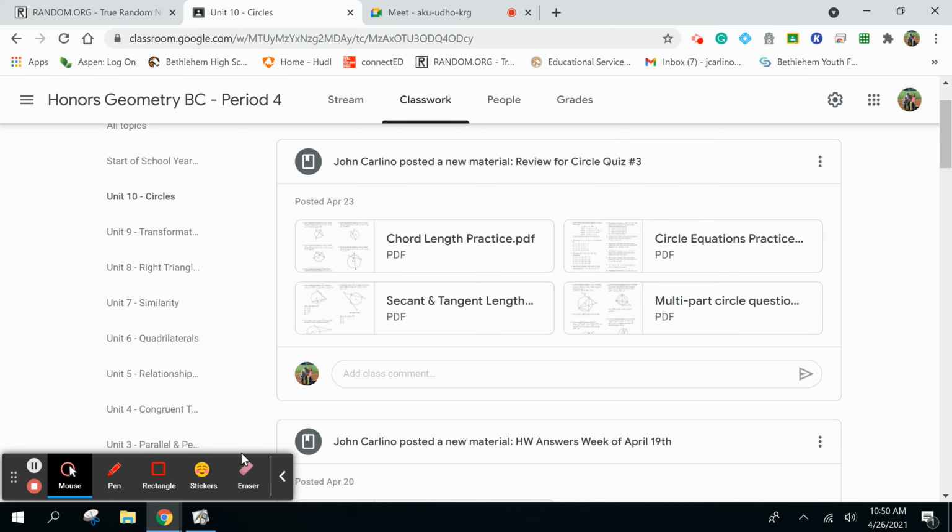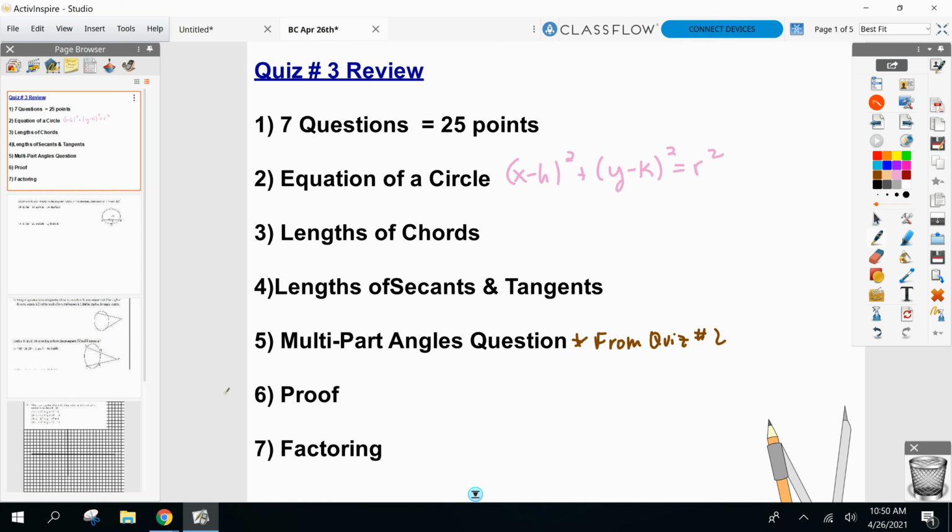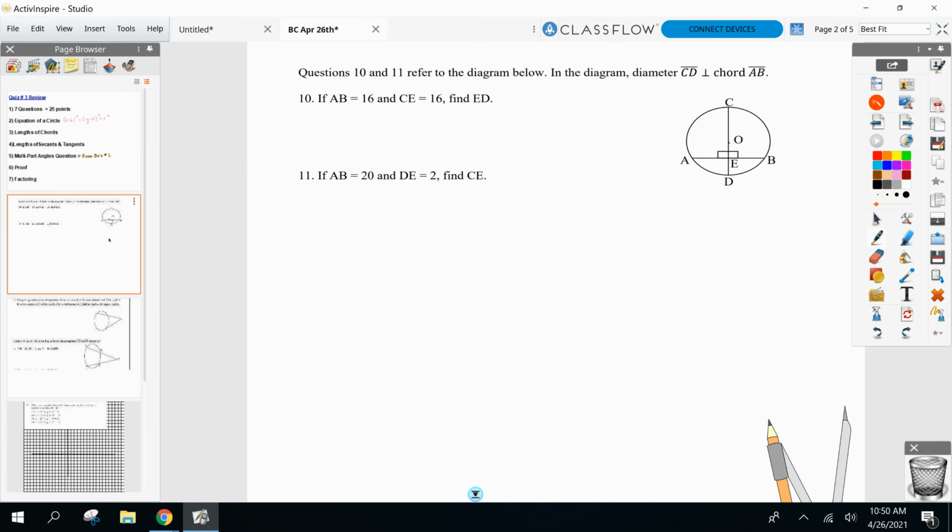You also have the back of your packet, which I'm going to go over a couple of these right now. Can you guys go to number 10 in the back of your packet for review? Number 10, please. I do want to just touch upon each topic briefly.